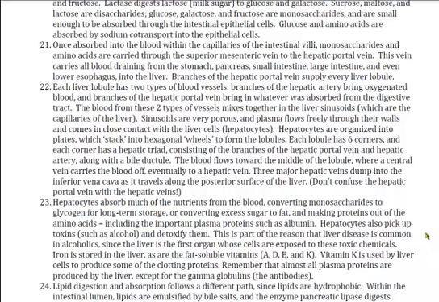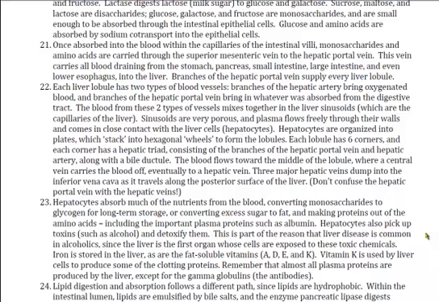And all the central veins of each lobule join together, eventually forming a hepatic vein. And there are 3 major hepatic veins that carry blood into the inferior vena cava as it passes through the posterior surface of the liver.